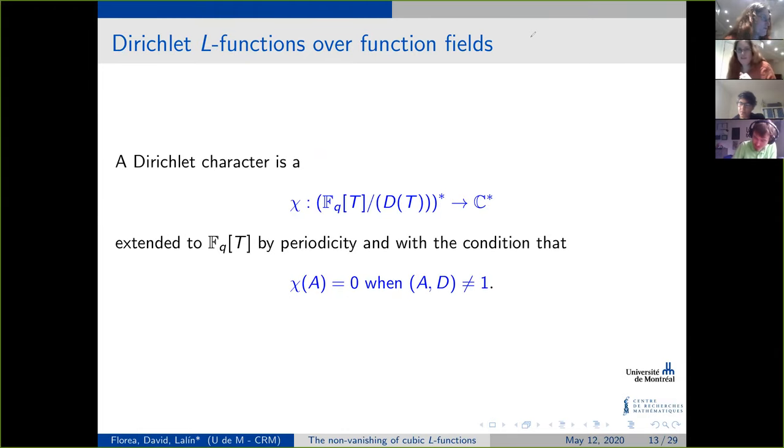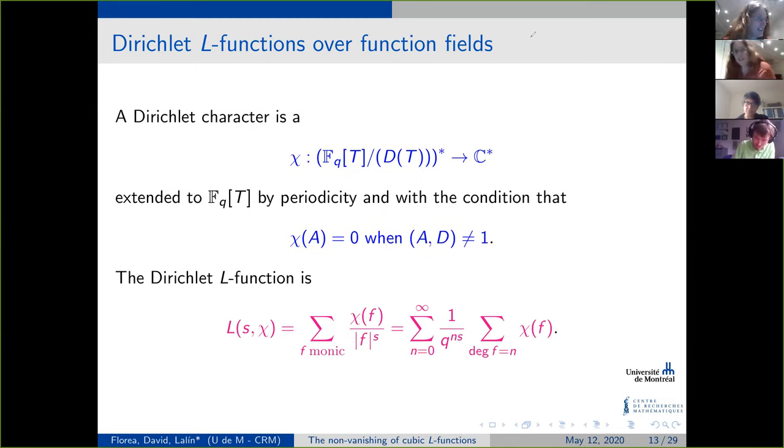Now, I want to talk about the Dirichlet L-functions there. We're going to build Dirichlet characters in the same way that we did before. Basically, we take our polynomials modulo a fixed polynomial that I'm going to call D here. Again, we construct the same thing: we consider all the homomorphisms of this ring to the complex numbers, and we can extend it by periodicity. Again, we say that chi of A is 0 if A is not coprime to D. So we can do exactly the same thing.